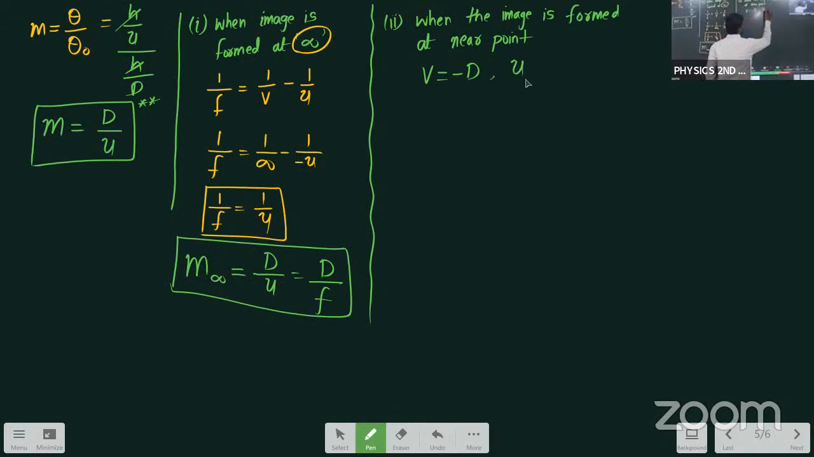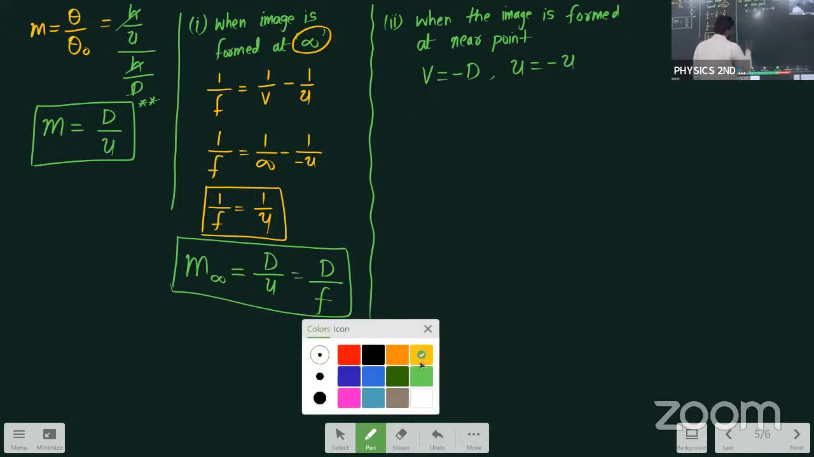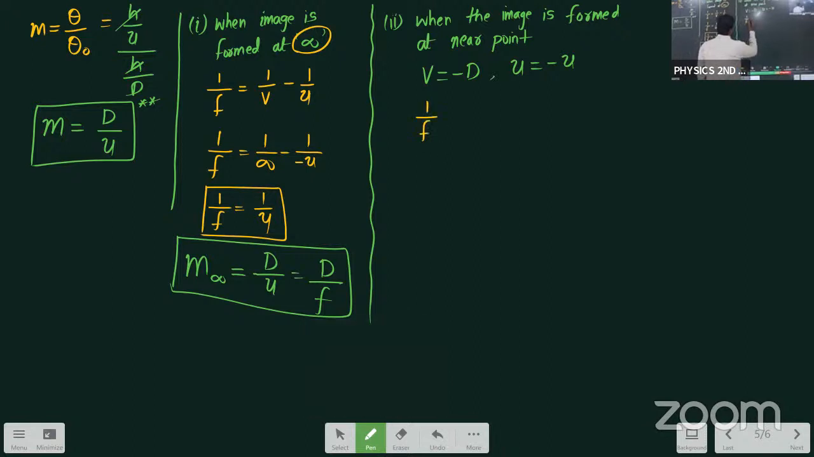Where is that object placed? Object is also on the negative side, towards the left side of optical center. That is the reason I'm taking minus u. So what is our formula for lens? 1 by f is equals to 1 by v minus 1 by u. So from this I can write 1 by f is equals to, what is the value of v? It is minus d. This will become minus 1 by d. What is the value of u? It is minus u. It will become plus 1 by u. From here I can write 1 by u is equals to 1 by f plus 1 by d. Let us substitute this value here.